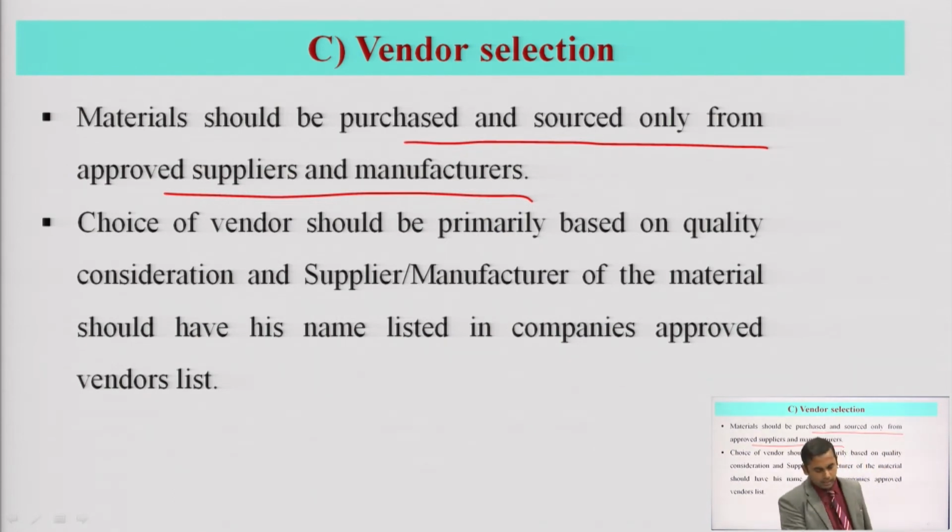Nowadays, in the era of the dark internet, lots of vendors are available who can give raw material at a very low cost, but with compromised quality. Those are not approved suppliers, unapproved suppliers.